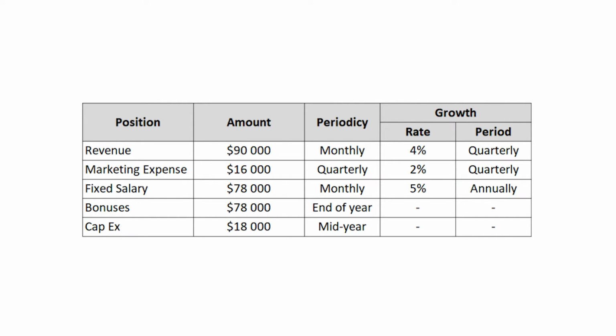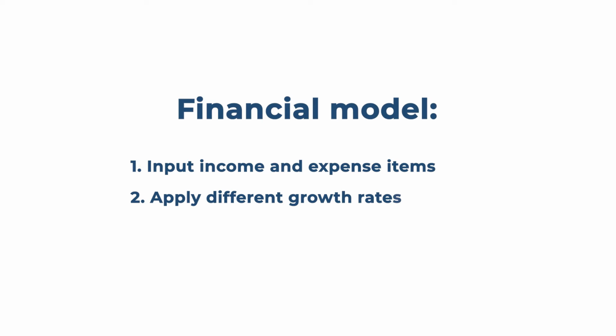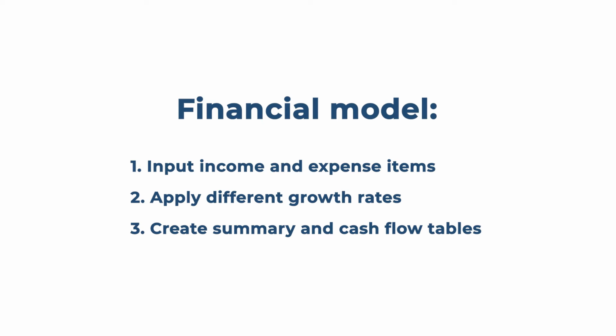The firm is also planning to award end-of-year bonuses to its staff, which are expected to be $78,000. And the capital expenditure of $18,000 for the software license renewal is to happen mid-year. With this information, we want to create a financial model that 1. Enables us to input various income and expense items, 2. Allows us to apply different monthly, quarterly, or annual growth rates to these items, and 3. Creates an annual financial summary table and a table for monthly cash flow positions.